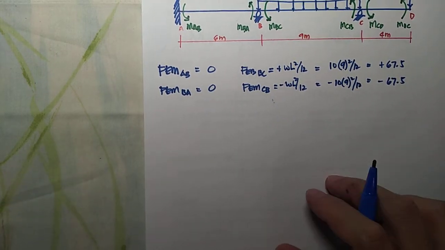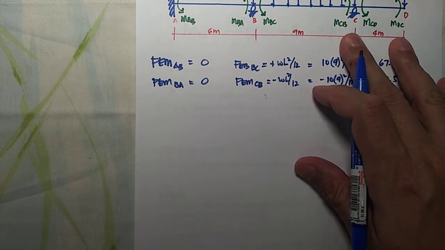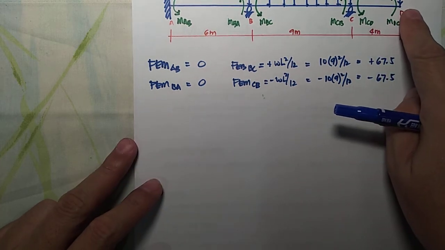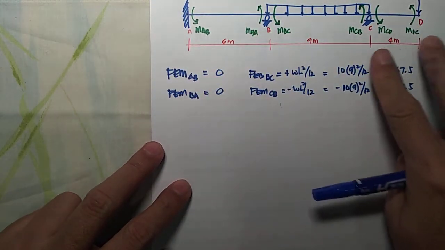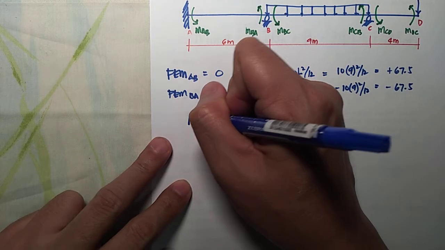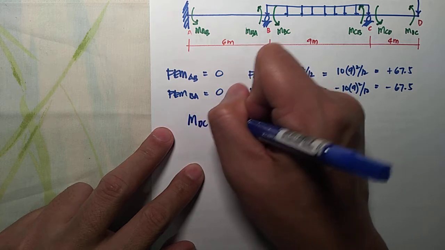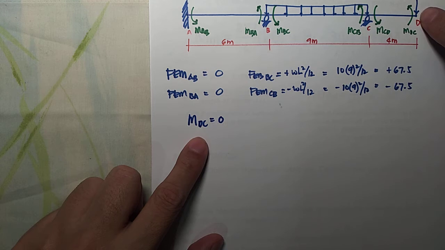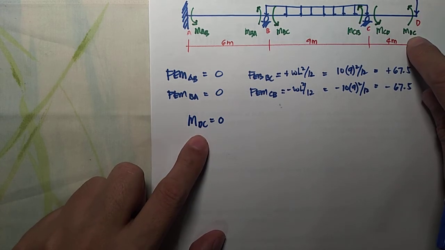Okay. Now, how about for segment CD? For segment CD, this is a free end. So we could say that the moment on DC is 0, because that is the end of the beam. At the end of the beam, there's no support, that is a free end, and there is no external moment applied at point D. Therefore, the moment DC is 0.